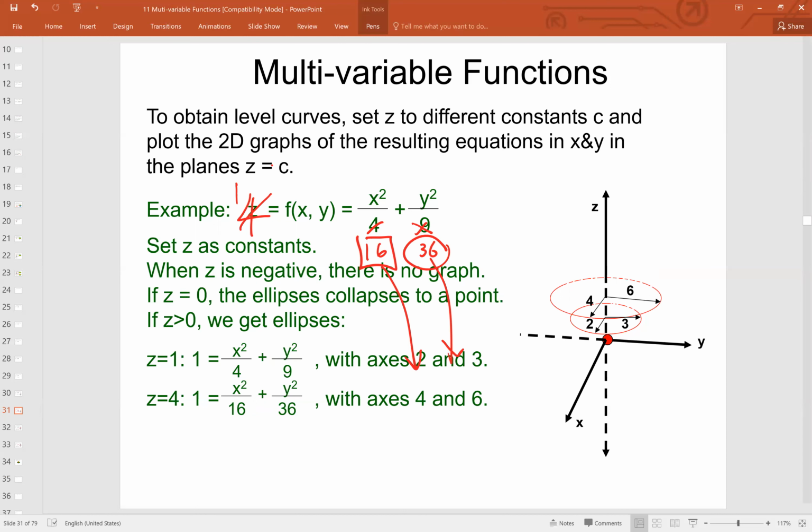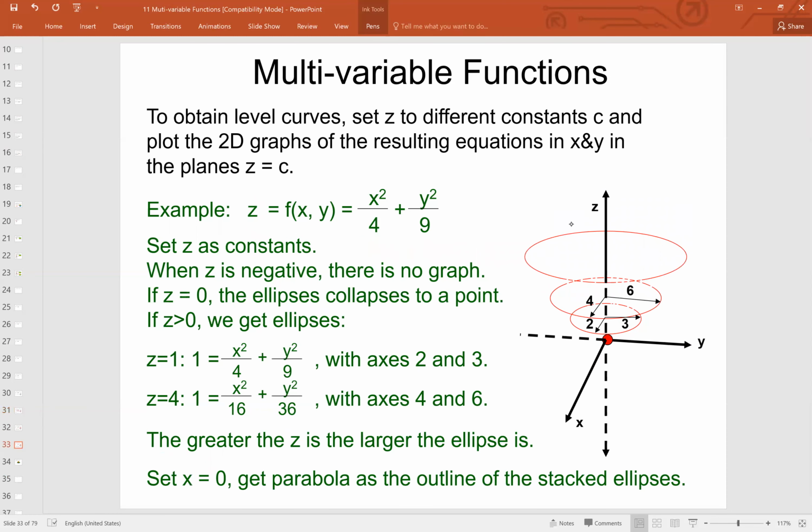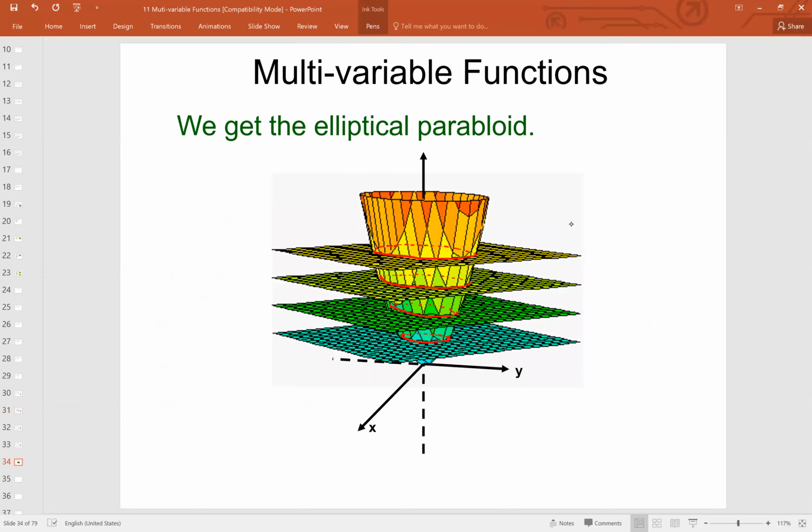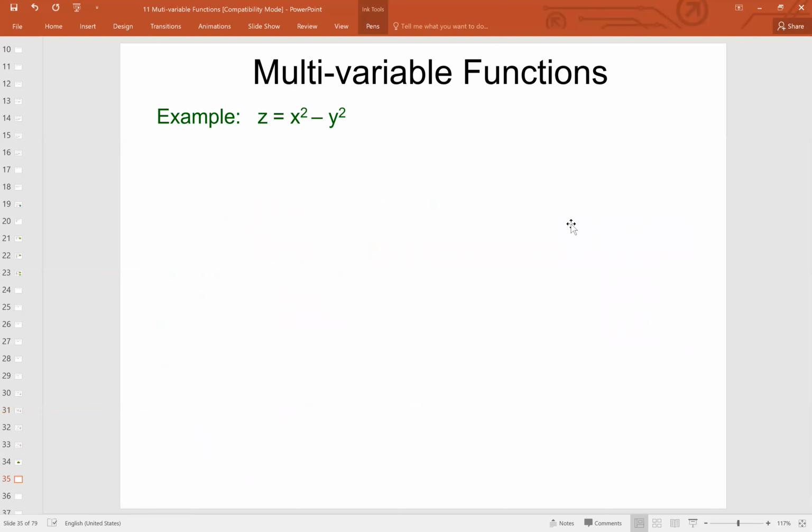And if I use 9 instead of 4, z is equal to 9, then I do the same thing. I divide by 9, so this is 1. Then this becomes 36. This becomes 81. Then I'll get an even bigger circle. So I get this elliptical hyperboloid. How about this one? Well, this is the saddle point.